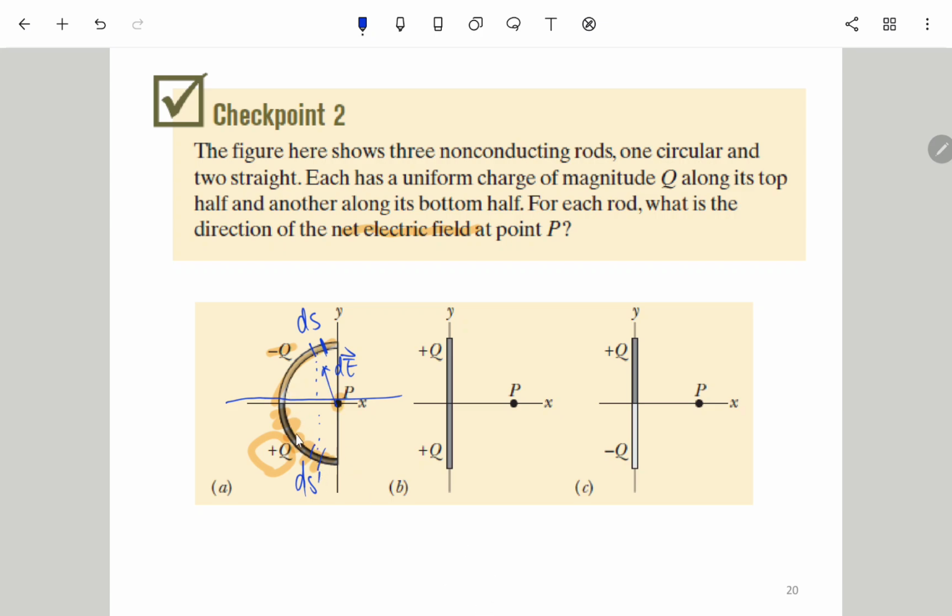And then for dq or ds prime here, this is positive charge. So the direction at point P will be pointing to the top right. Maybe I write it like this. This is dE, and this is dE prime. So the total E field at point P should be pointing upward.